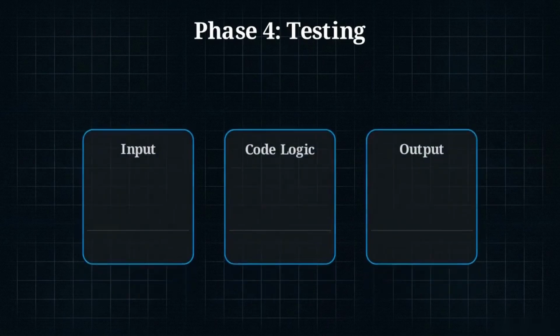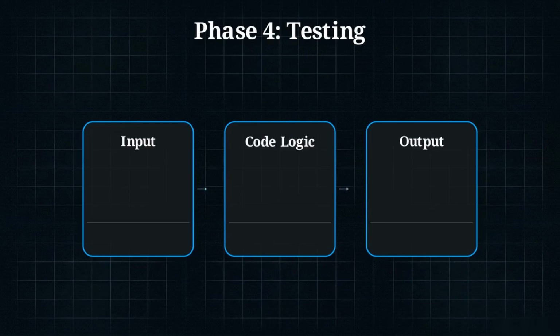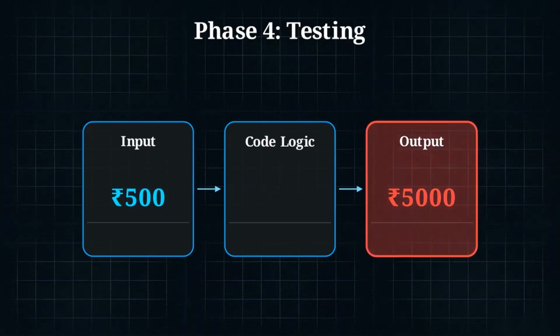Once the code is written, it moves into Phase 4, testing. The goal is to validate inputs against outputs to catch logic errors before release. For example, if a user requests a 500 rupee withdrawal and the system accidentally outputs 5,000, testers flag that incorrect output and send it back for a specific bug fix.